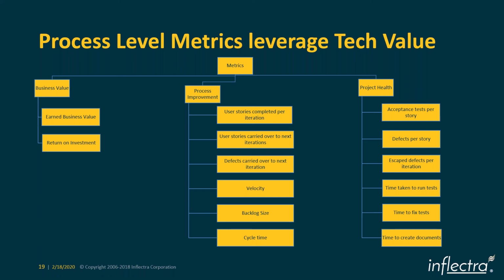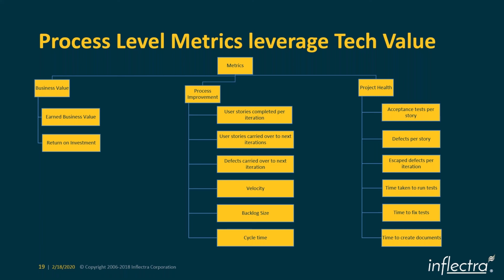Defects carried over from one iteration to the other. What is our velocity? How is our backlog size? And what's our cycle time, right? From the time an idea comes into our mind to the time it is actually out. And then the project health: acceptance tests per story, defects that we are identifying per story, and then categorizing what types of story it is and what types of defects are coming and things like that.